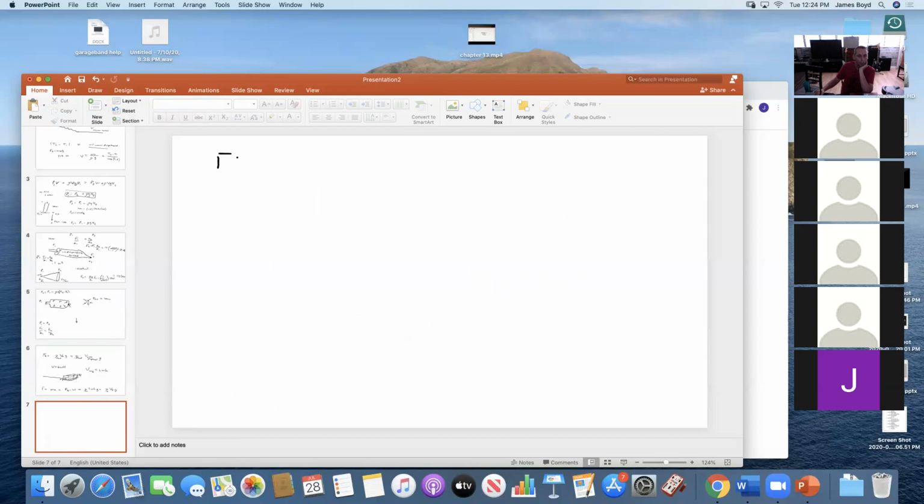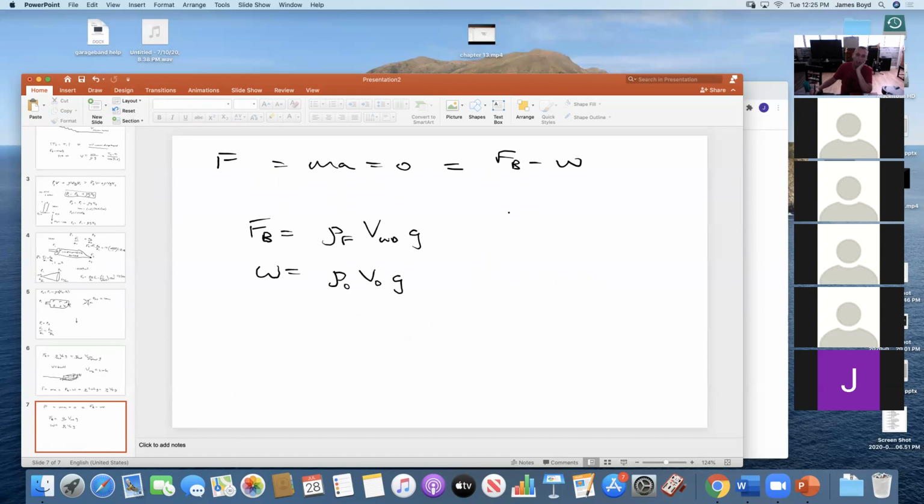So the force acting is ma, which is 0, equal to the buoyant force minus the weight. Now the buoyant force is equal to the density of the fluid times the volume of the water displaced times g, and the weight is equal to the density of the object times the volume of the object times g. The volume of the water displaced is L times W times little h. The volume of the object is L times W times big H.